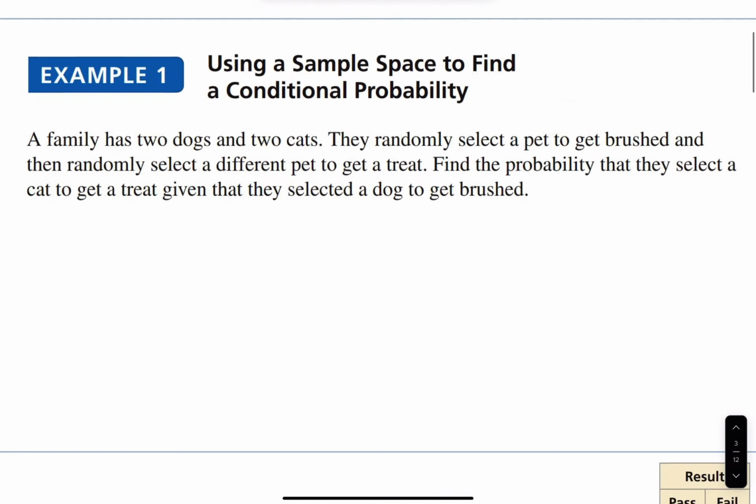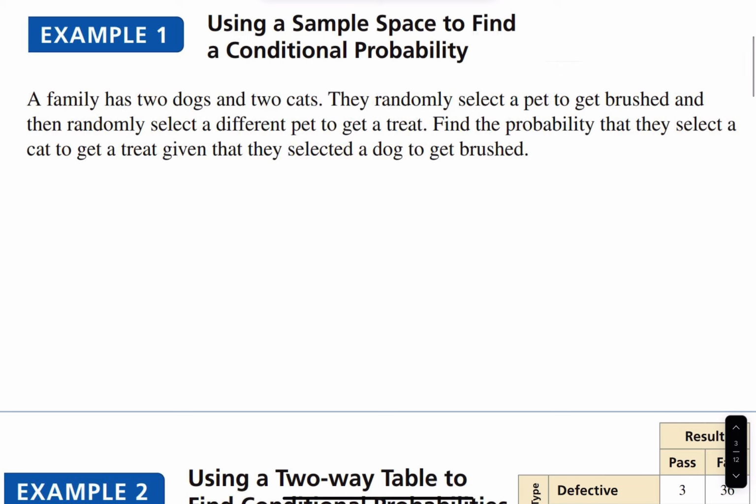So for example 1, we're going to use a sample space to find a conditional probability. A family has 2 dogs and 2 cats. They randomly select a pet to get brushed and then randomly select a different pet to get a treat. Find the probability that they select a cat to get a treat given that they select a dog to get brushed. So the way we're going to do this is we're going to first find the sample space.